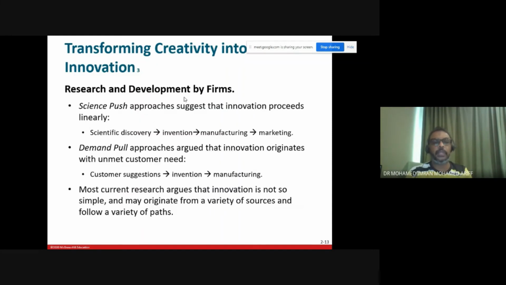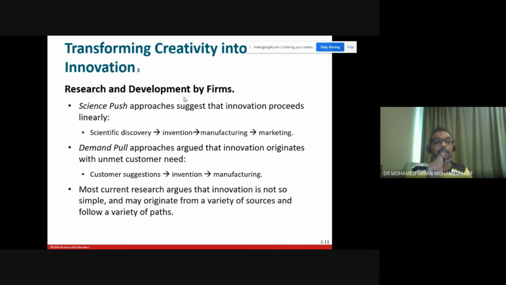All right, let's see what else there is. Okay, next, if there is research coming up from firms, what we say is it will use a science push theory. A science push theory means whatever is developed by the organization is pushed straight to the consumer through manufacturing and through marketing. Meaning the idea comes from the firms. So they assume this is what the people want and they push it to them.